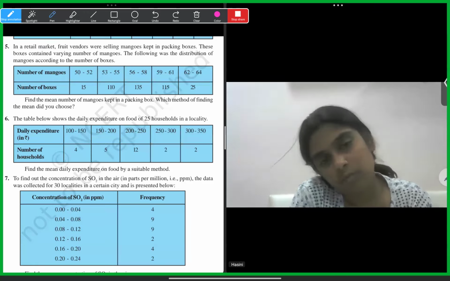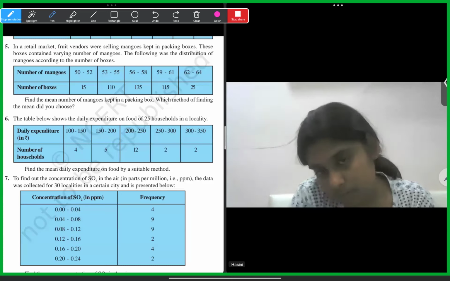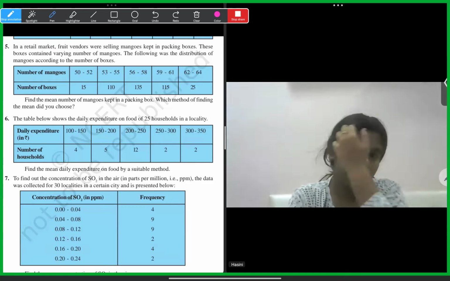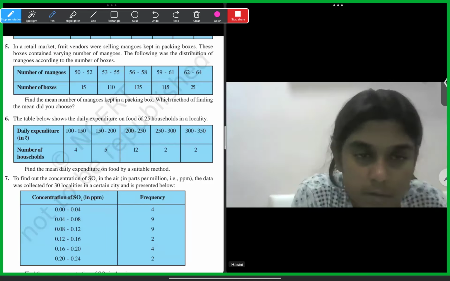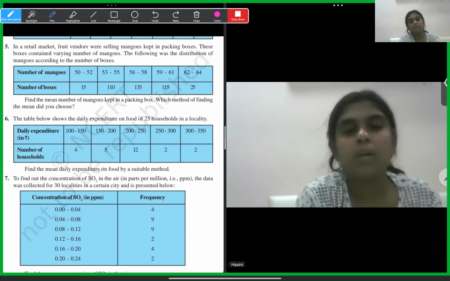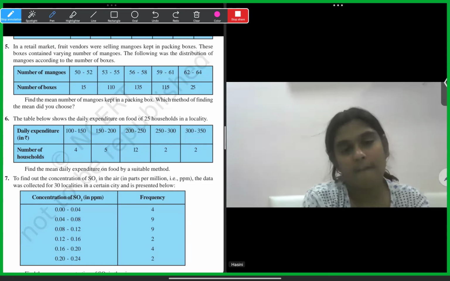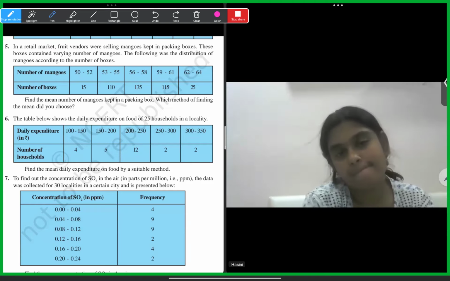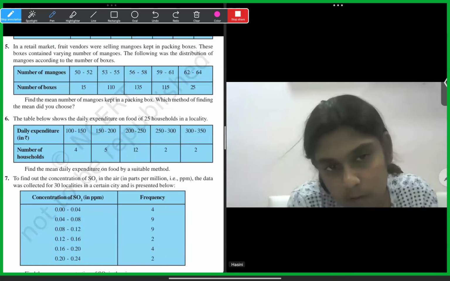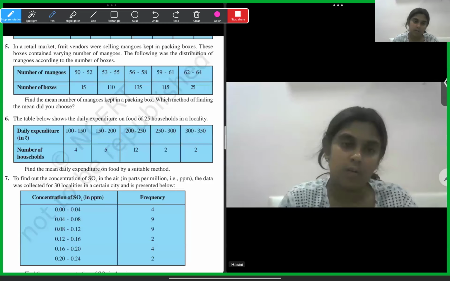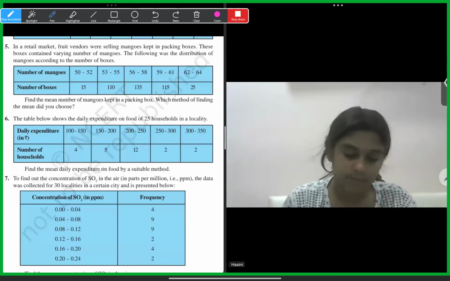So if you see the number of mangoes, 50 to 52 were there in 15 boxes, like that 53 to 55 were there in 110 boxes, like that they gave it. Find the mean number of mangoes kept in a packing box. Which method of finding the mean did you choose? After writing the columns, which method will we prefer? 100% we will not go to the direct method, because the values are single digit only.